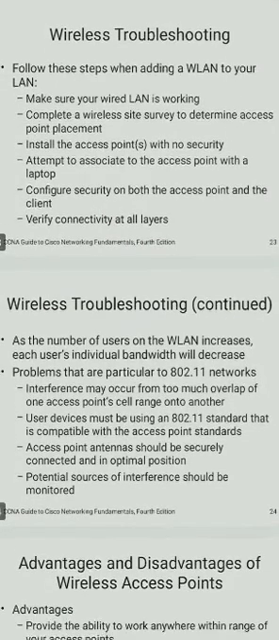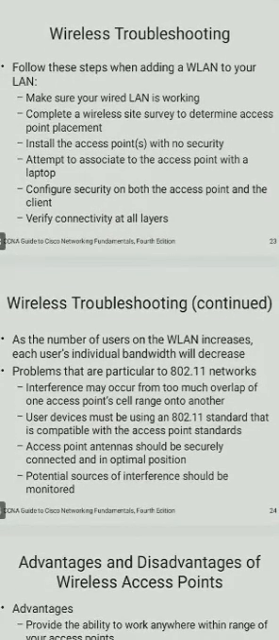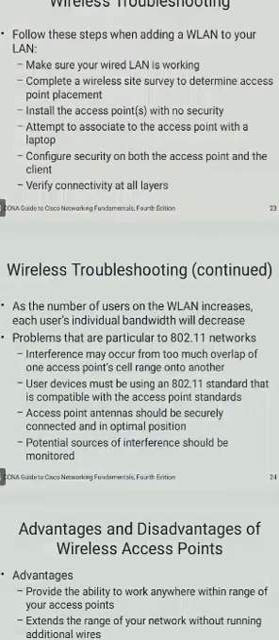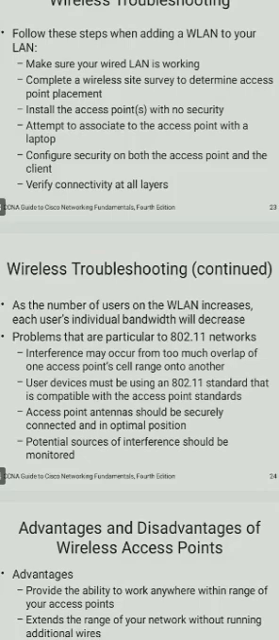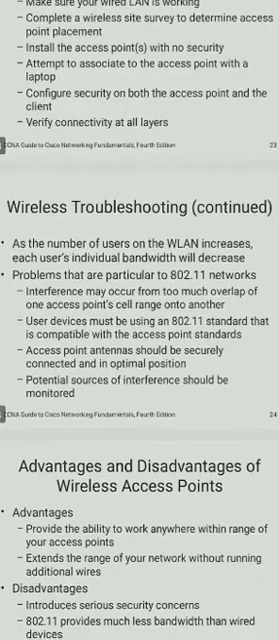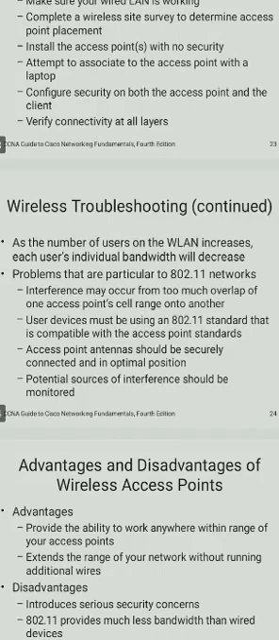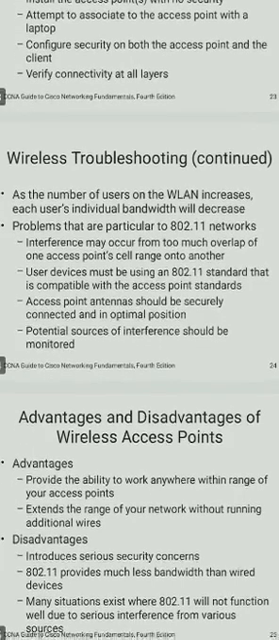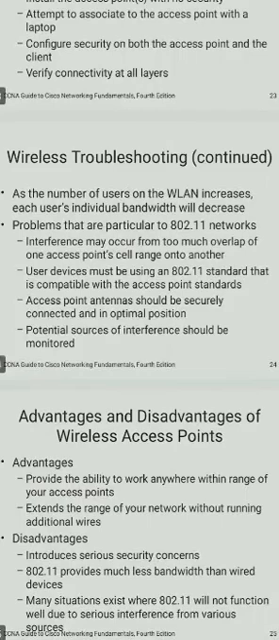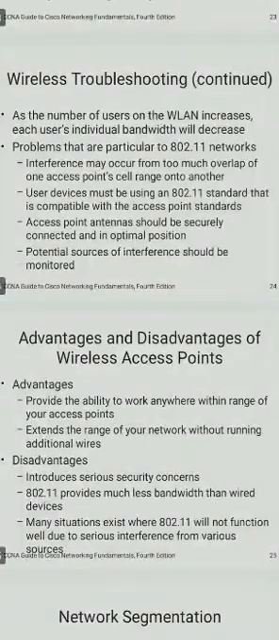As the number of users on the WLAN increases, each user's individual bandwidth will decrease. Among problems particular to 802.11 networks, interference may occur from too much overlap of one access point cell range onto another. Devices must be using an 802.11 standard that is compatible with the access point standards. Access point antennas should be securely connected and in optimal position. Potential sources of interference should be monitored.